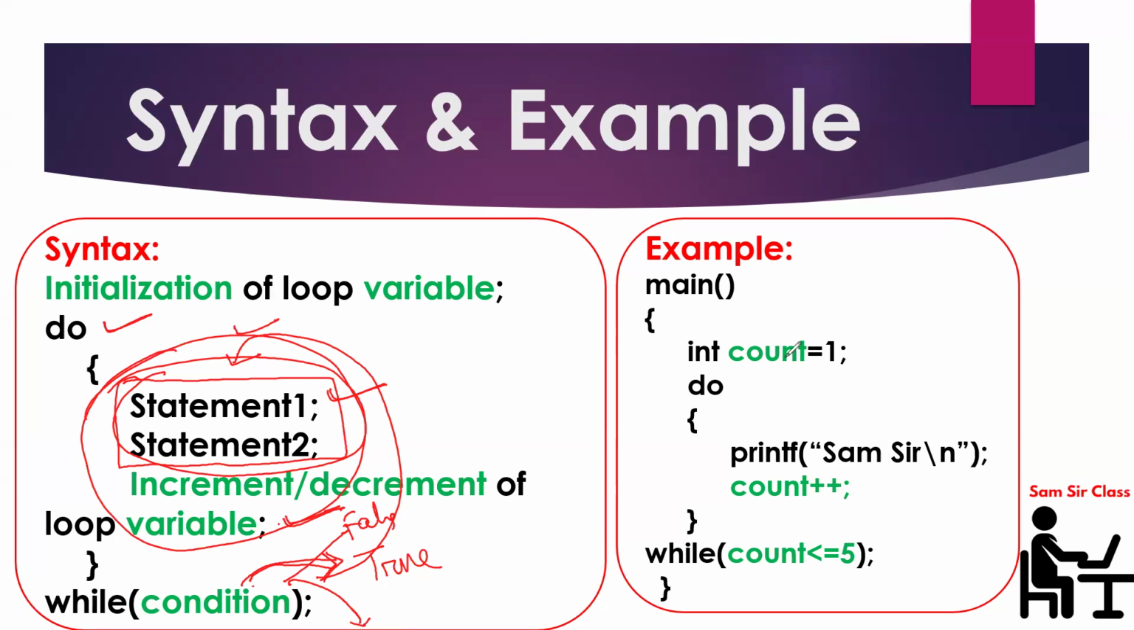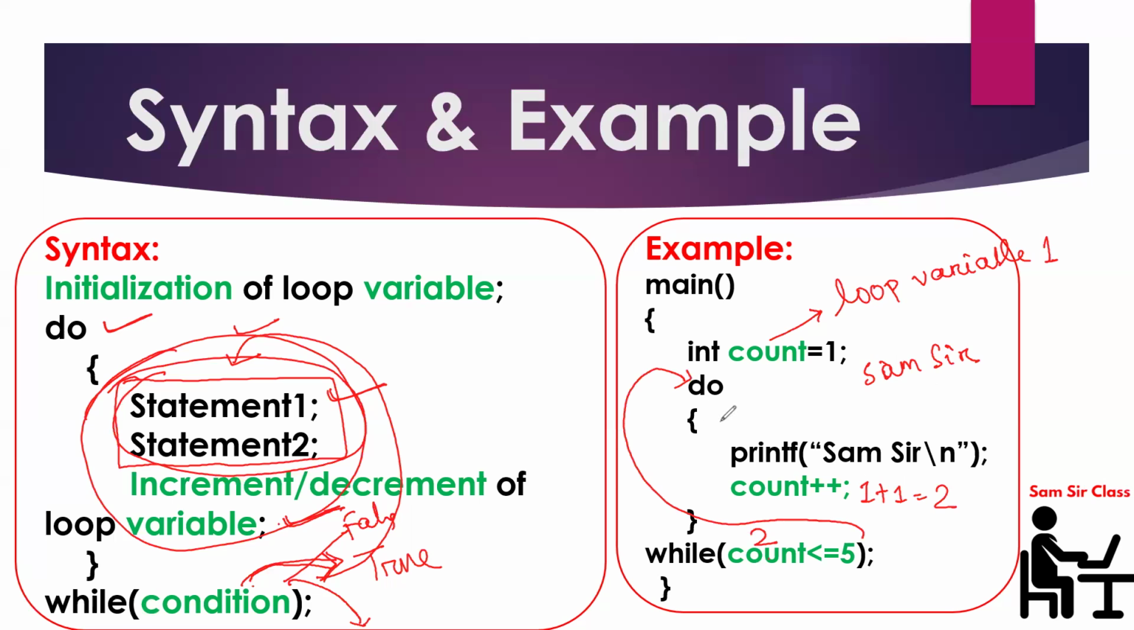So if you want to understand the example, let us see. This is my loop variable that I have initialized with 1. Then do means execute the block. So it will execute, it will print the output. Then count plus plus means count will become 1 plus 1, 2. After that, it will check the condition. 2 less than or equal to 5, true. True means again the control will go to do.